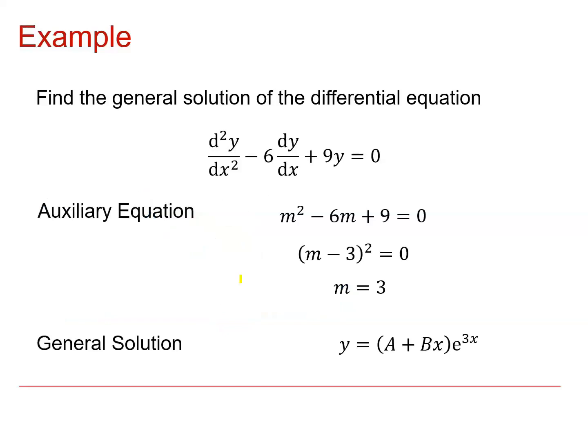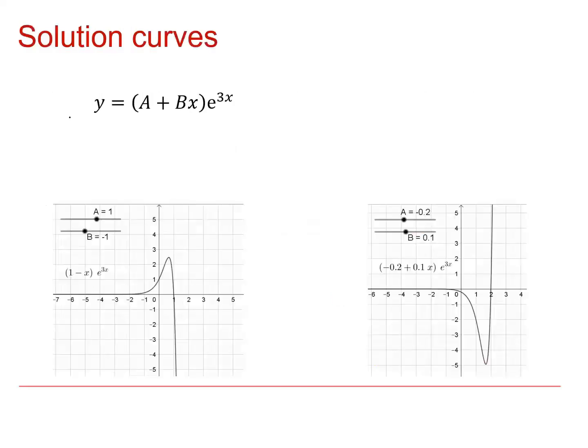There's that written up more tidily for you. There's my auxiliary equation and my repeated solutions, and therefore my general solution. So let's have a look at a plot of some of the solution curves. I've got two here plotted for you, one where a equals 1 and b is minus 1, and one where a is minus 0.2 and b is 0.1.